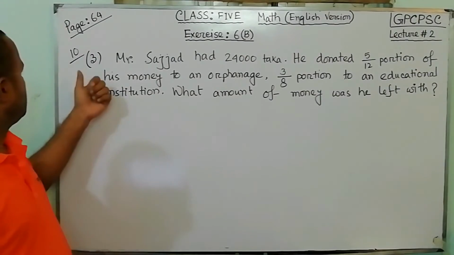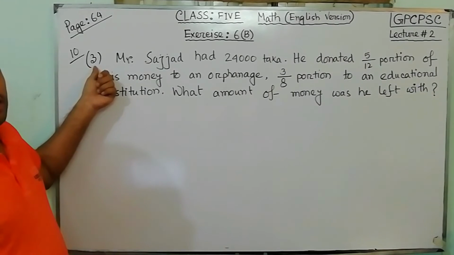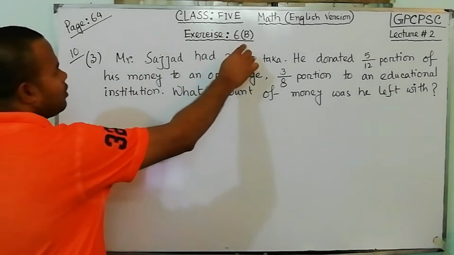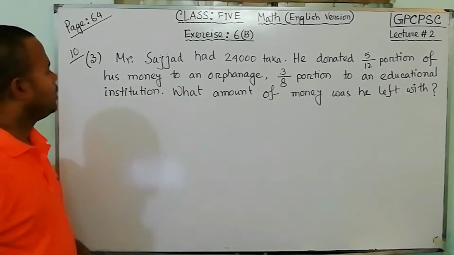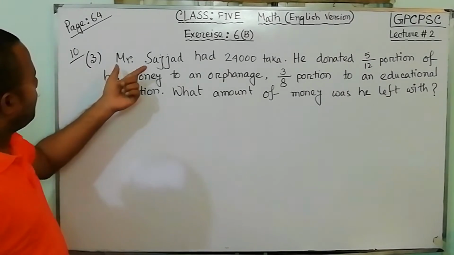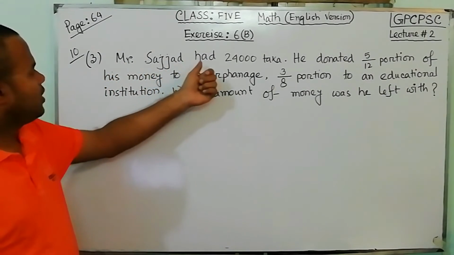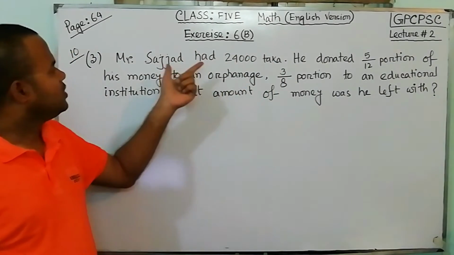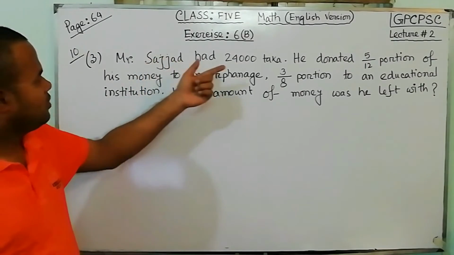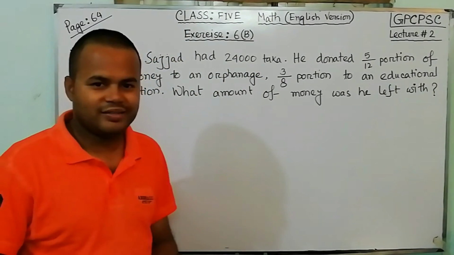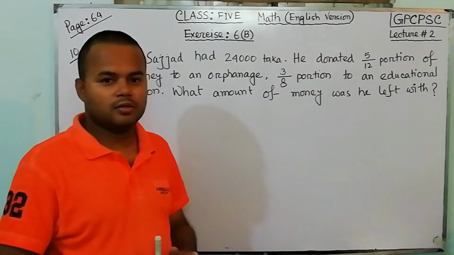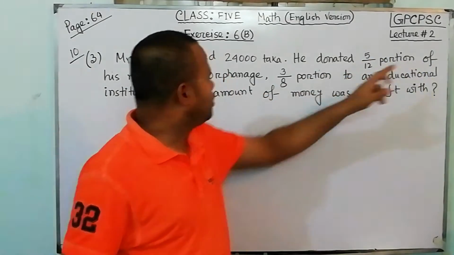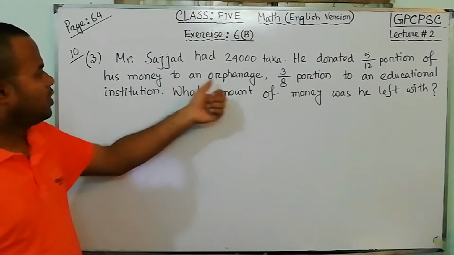Here is another one. That is number 3 of 10. This is the last one from this exercise 6B. So here Mr. Sajjad had 24,000 taka. He donated 5 by 12 portion of his money to an orphanage.